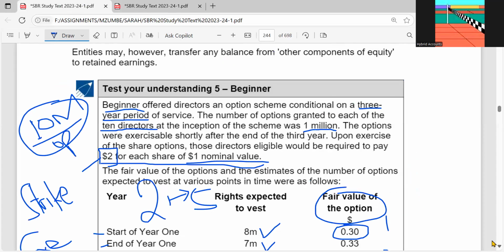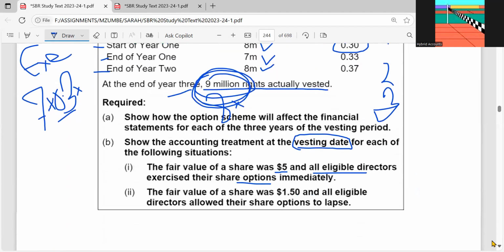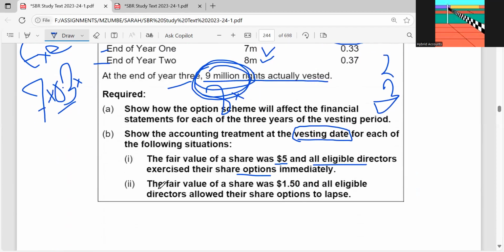All right, let's go to part 2. Part 2 says the accounting treatment indicates the fair value of the share was 1.5 and all eligible directors allowed the share option to lapse. You see now, the directors had to pay $2, but the shares are only worth 1.5. You say, the directors won't do this. This is the fair value, which means directors have the option to go and buy from the market at 1.5. But they already have the contract that they can exercise or not.